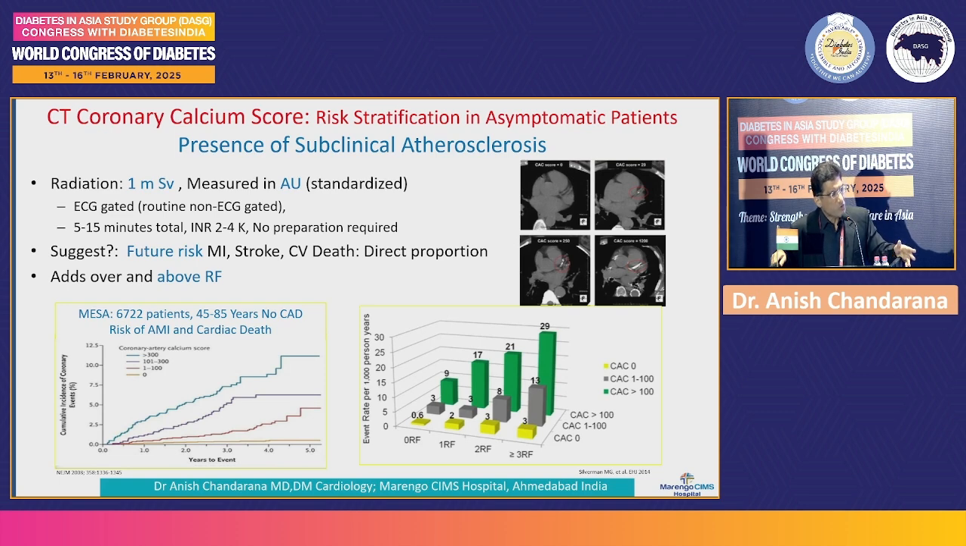It is measured in Agatston units, so quite well validated, and there are no intra-observer or inter-observer variations. It is ECG gated because we want to pick up the coronary arteries in diastole. So that's why we attach the ECG to the patient.